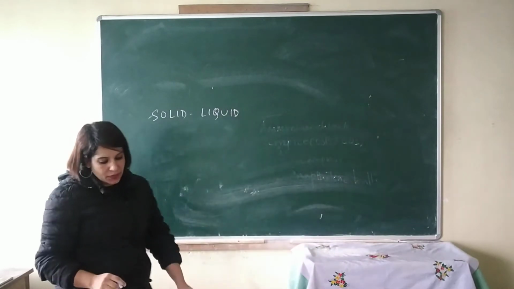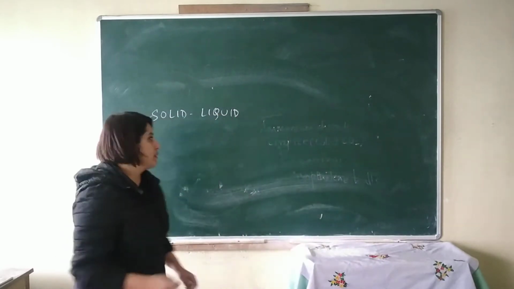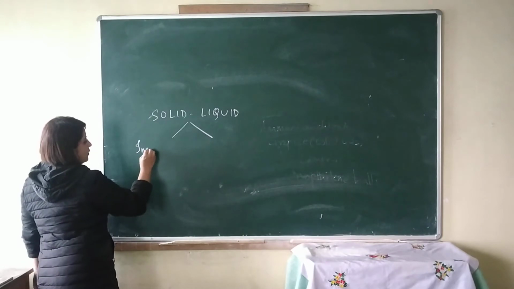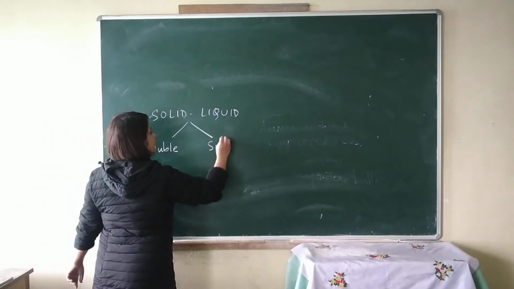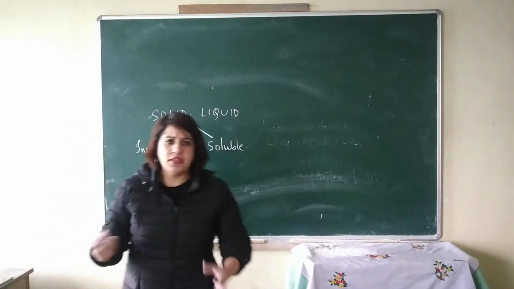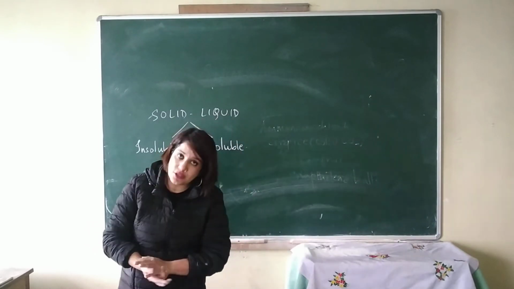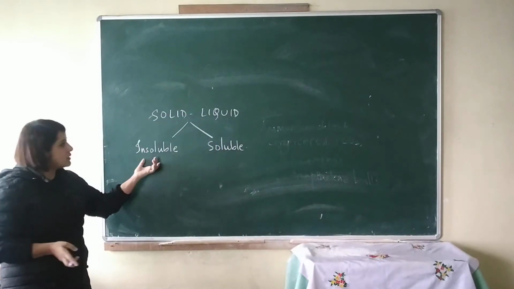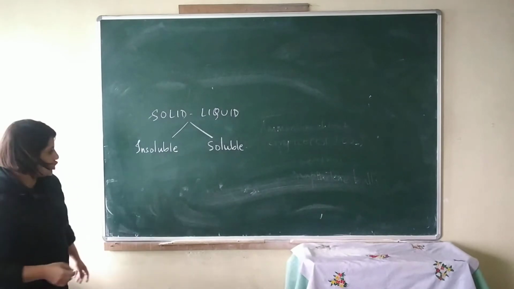Now solid liquid mixture is again of two types. Insoluble and soluble. So some solids are soluble in the liquid, whereas some solids are insoluble in the liquid. So first we'll discuss about insoluble solid liquid mixture.